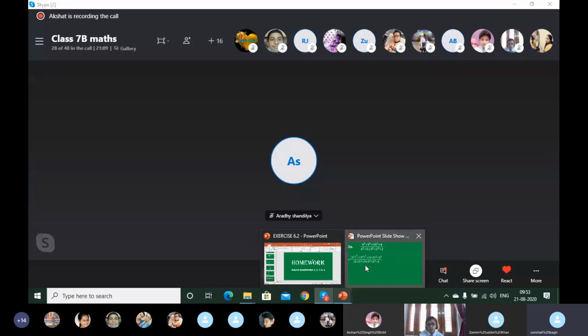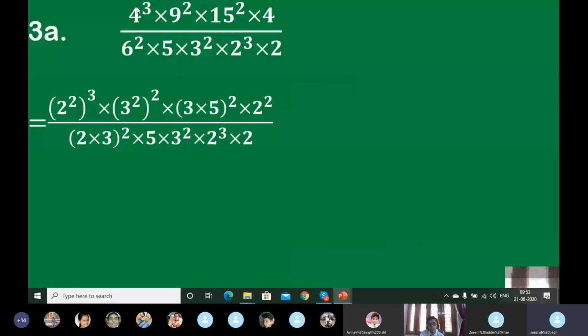Now, see, whatever factors we have broken, I have just substituted them. See, in place of 4, what have I written? 2 to the power 2. In place of 9, what have I written? In bracket, because we are substituting now. So, in the form of bracket, I have written 3 to the power 2. For 15, I have substituted in the bracket 3 into 5 to the power 2. 4 was substituted by 2 to the power 2.